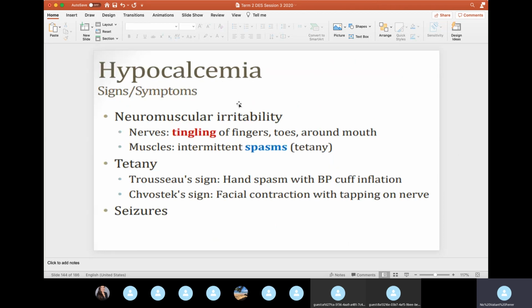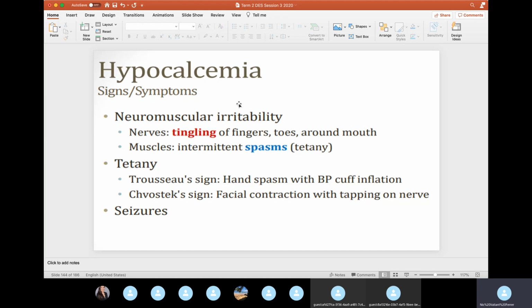Now, hypocalcemia. So you have low calcium levels. What can we see? Neuromuscular irritability, tingling of fingers, toes, intermittent spasms. High yield for your OSCE. Don't forget tetany, Trousseau's sign. So if they say, how can you test for hypocalcemia?